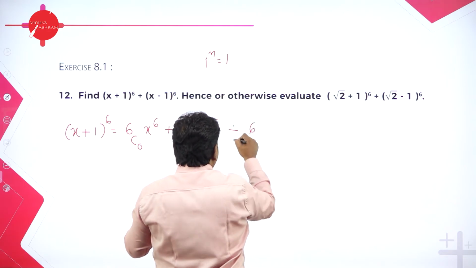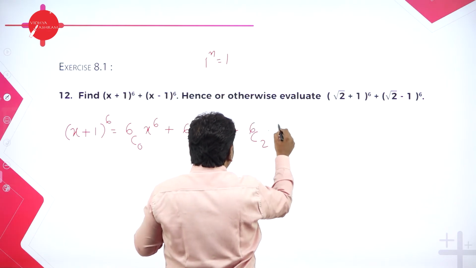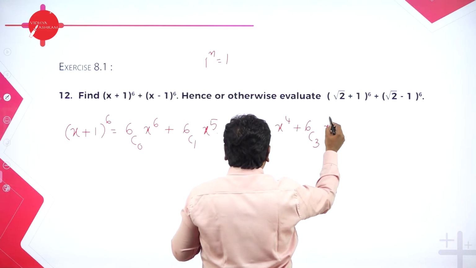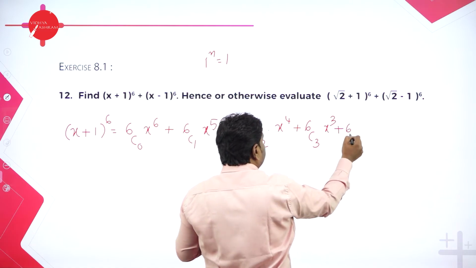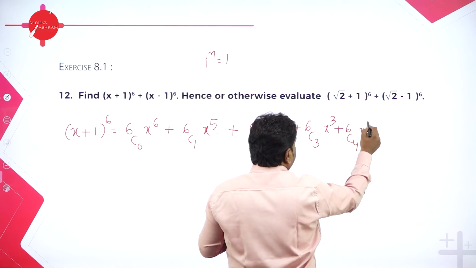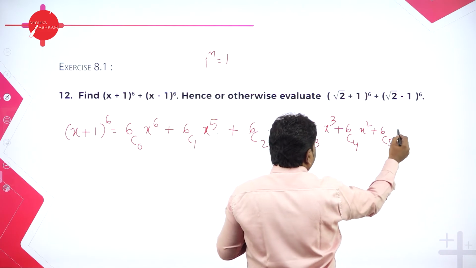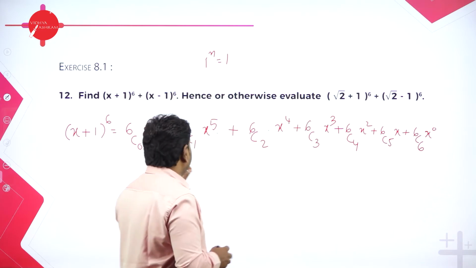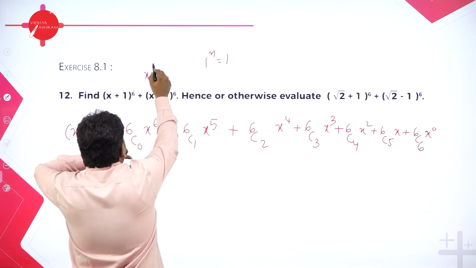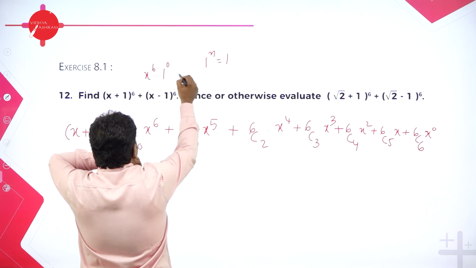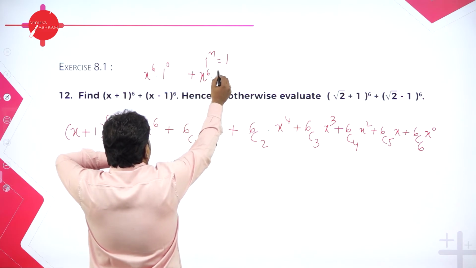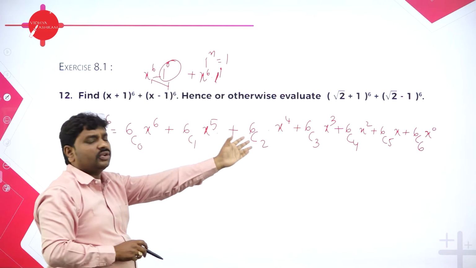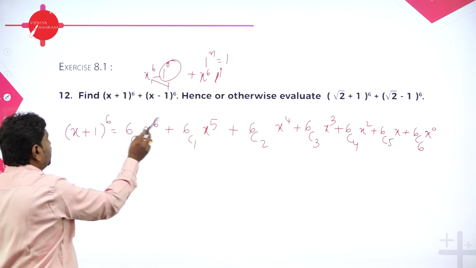And 6c, reduce the length. 6c2 x power 4. Then 6c3 x power 3. 6c4 x square. 6c5 x and 6c6 x power 0. In all the terms, see, actually we should take x power 6 into 1 power 0, then x power 6 into 1 power 1 like that. 1 power 0 is 1, 1 into x power 6 is x power 6, so you can ignore 1. So I'll take directly like this.